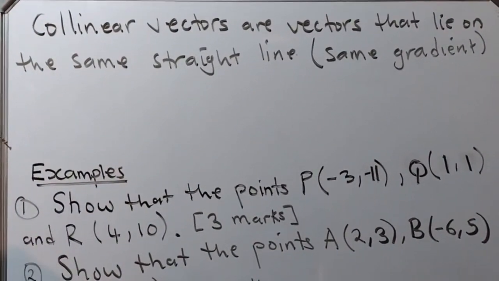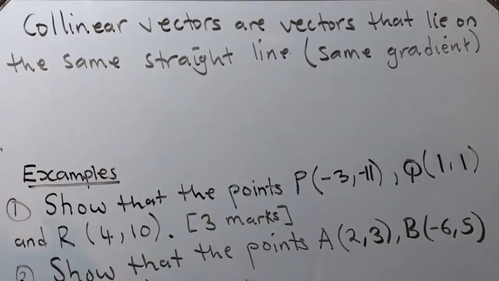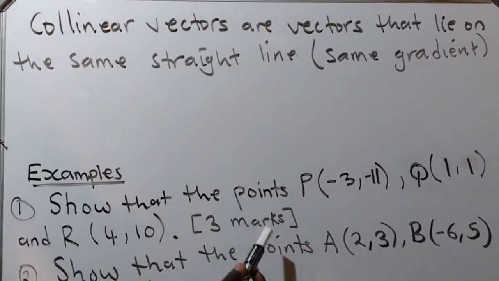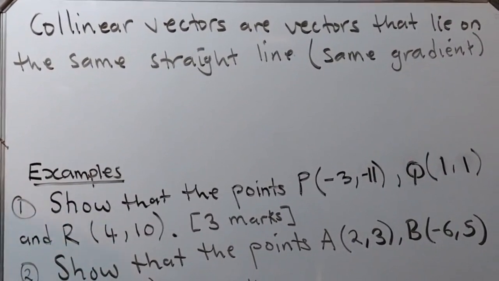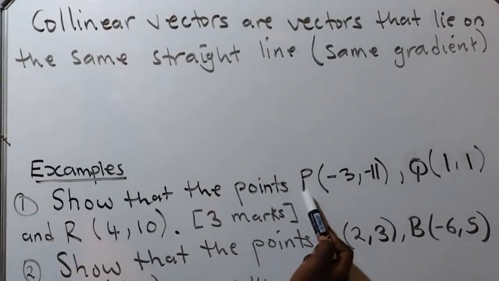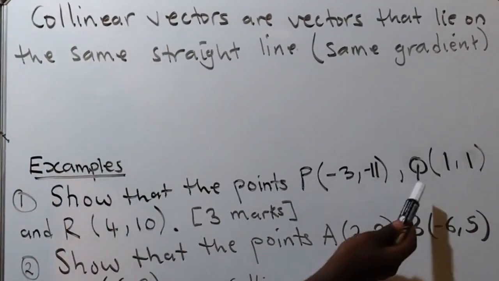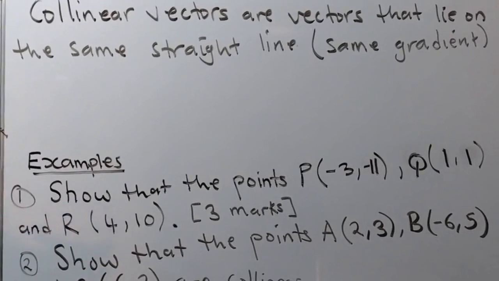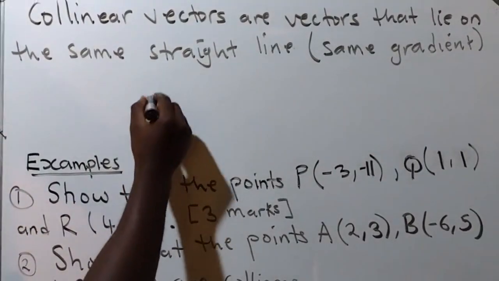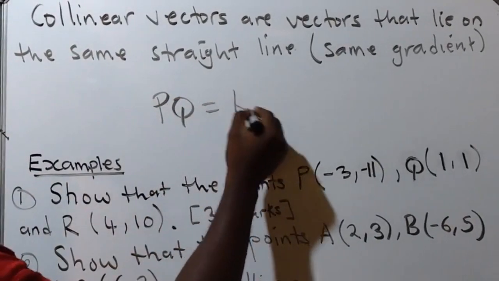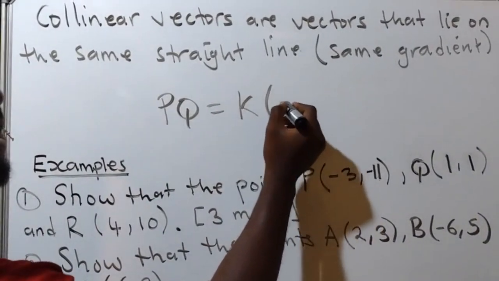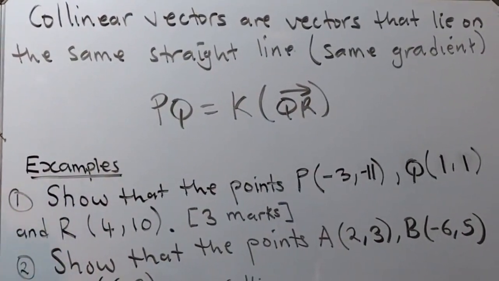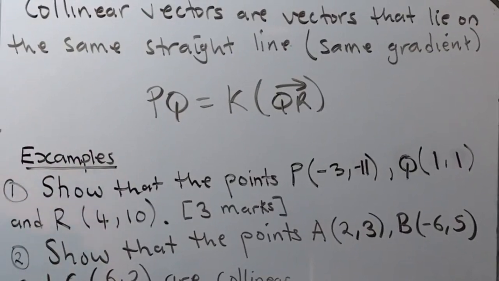So if you want to prove that certain points are collinear, in our example, we have P, Q, and R. There are different methods that you can use to show that the points P, Q, and R are collinear. Remember, if these points are collinear, the vector PQ is equal to a scalar multiple of the vector QR, where you have to find the value of the constant. I wrote PQ equal to a constant multiple of QR. So you can use this formula, or you can use another one. We're going to explore both formulas.